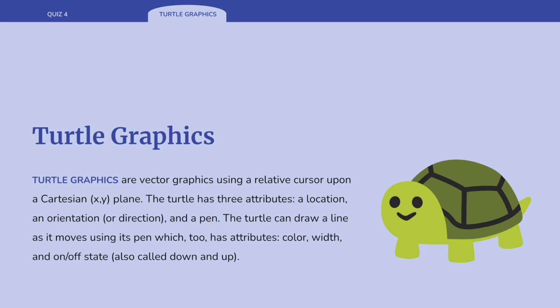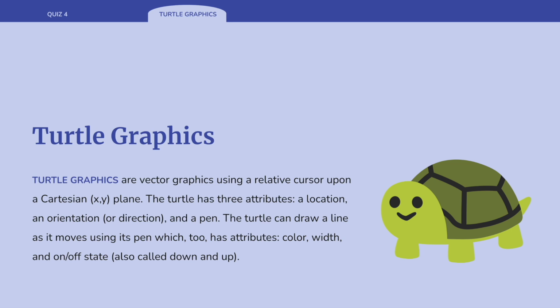The term turtle graphics actually comes from an MIT professor who created a little robot that looked like a turtle that could move around based on commands to move forward or left or right. And the turtle also had a little pen that it could pick up and put down so it could draw images on a sheet of paper.